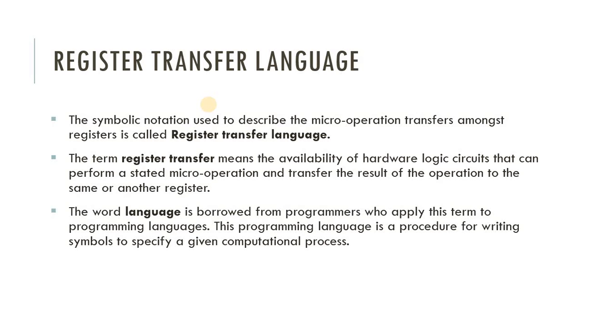So the symbolic notation used to describe the micro operation transfer among the registers is called the register transfer language. Suppose there are two registers and the data is transferred from register 1 to register 2 or register 1 to register 3. To describe this type of data transfer, the symbolic notation is used, and that is called register transfer language. Now the register transfer language is a term made up of two keywords. First is register transfer and second is language.